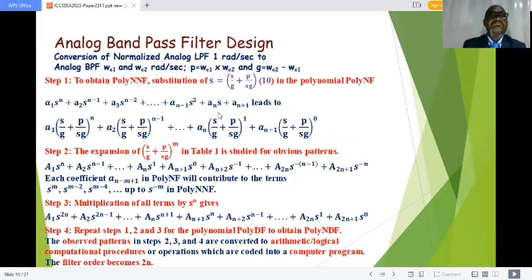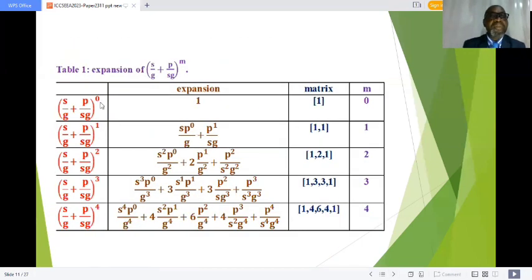In this case, we are having 2 pass band, 2 cutoff frequencies. So this is the expression to substitute. And by the time we have this substitution, when we expand this, when we expand S over G plus P, it will lead us to what we call table 1. Table 1 can be seen here. When we expand raised to power 0, 1, 2, 3, 4, we are going to have this. Definitely there are patterns here which can be exploited.